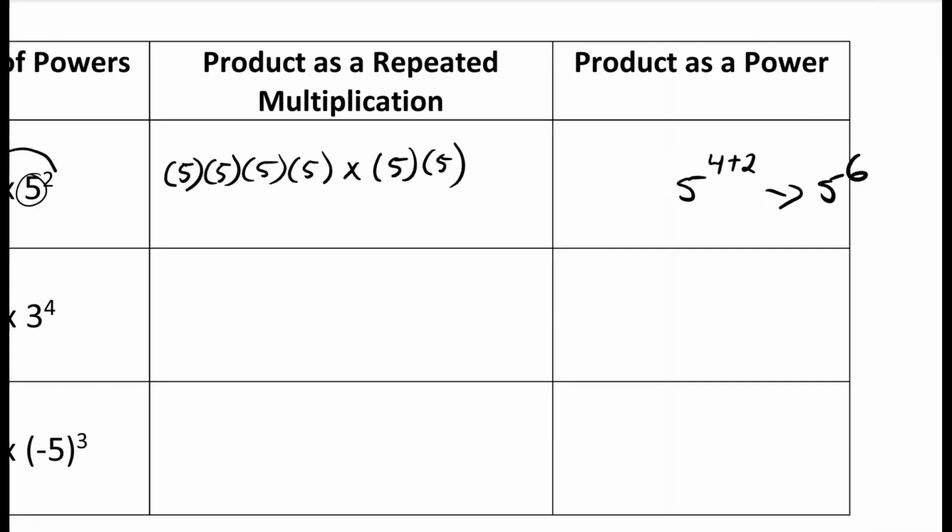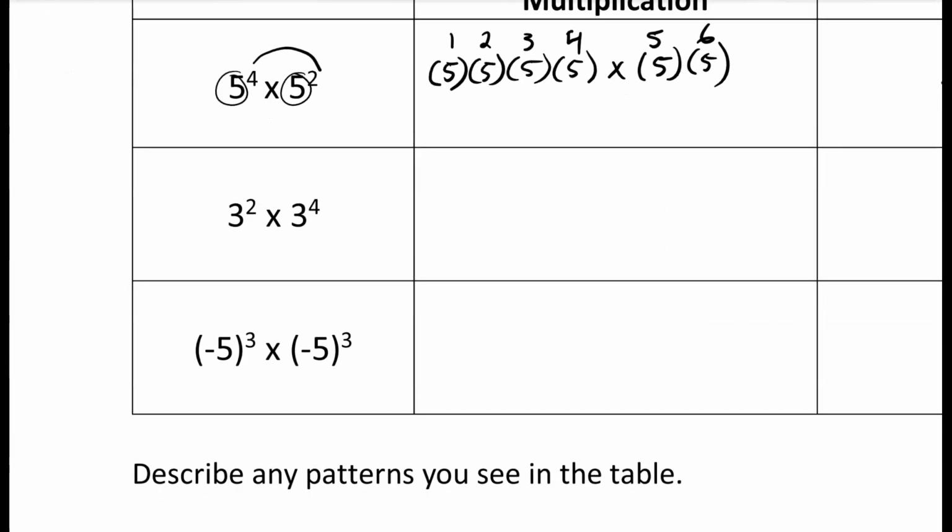You could also look at it as adding these up. So you have a total of 6 of the 5s that you're multiplying by itself. So your total for the product as a power is 5 to the power of 6.